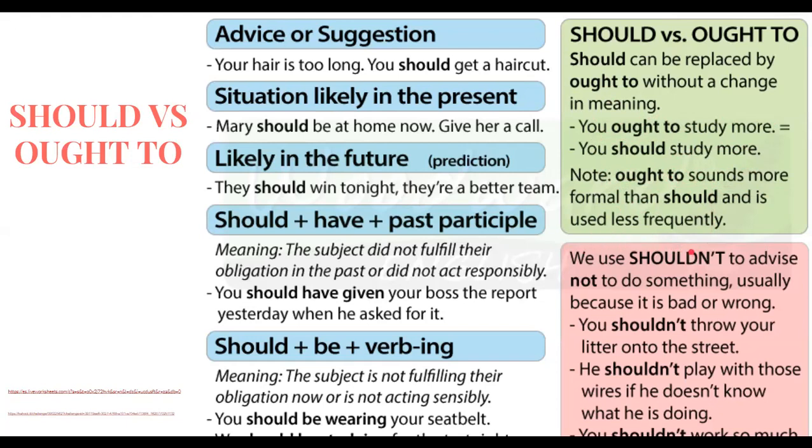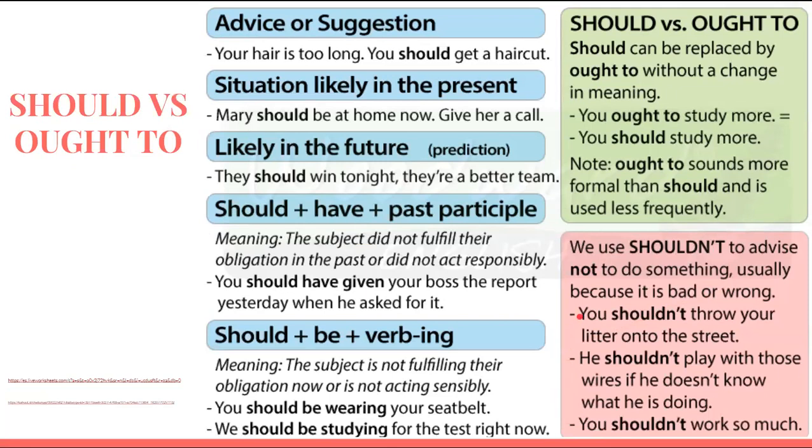We use shouldn't to advise not to do something, usually because it is bad or wrong. And here we have some examples. Please, can you read these examples? You shouldn't throw your litter onto the street. Yes. And the second one, please. He shouldn't play with those wires if he doesn't know what he's doing. And the last one. You shouldn't work so much.